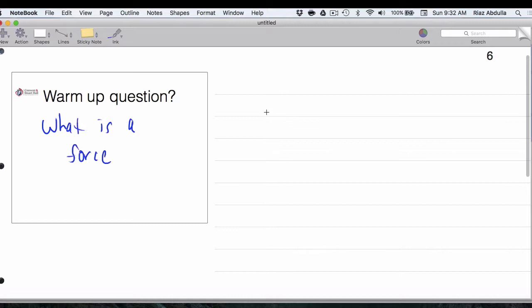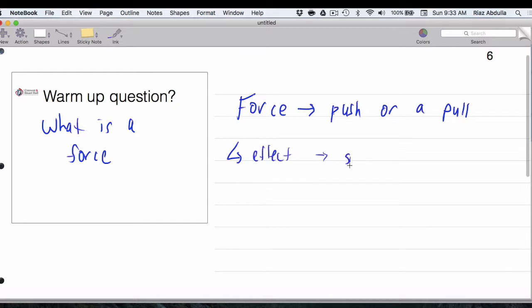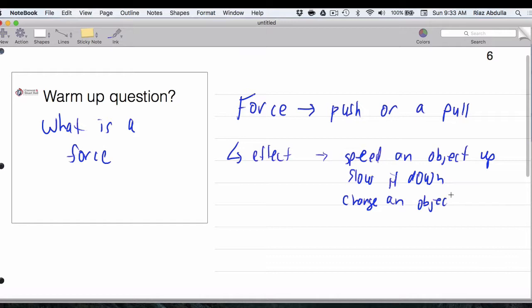And what we concluded was a nice, simple definition, thank goodness. As far as we are concerned in physics, a force is a push or a pull. The effect of a force is to speed an object up, slow it down, and we're going to get into this one later on, it also turns out that if you want to change an object's direction, that also requires the application of a push or a pull. So these are the three things that forces do. They speed you up, they slow you down, they change your direction.